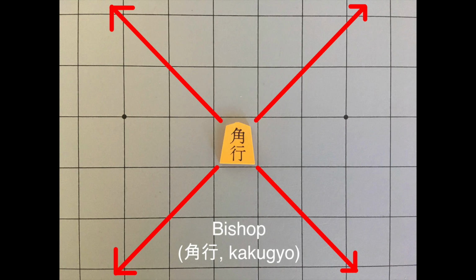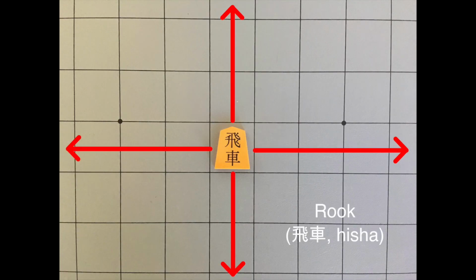The bishop. Like the Western piece it is named after, the bishop may slide any number of squares diagonally. Because it cannot move orthogonally, it can only reach half the squares on the board. The rook. Like the Western piece it is named after, the rook may slide any number of squares orthogonally.